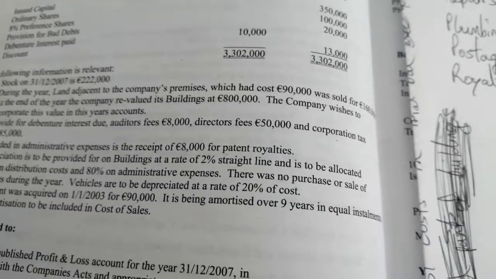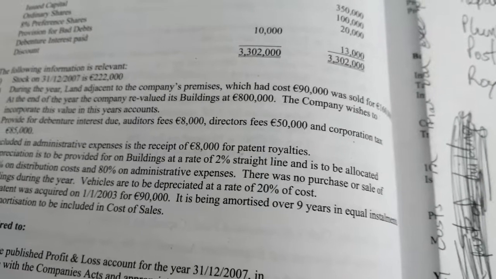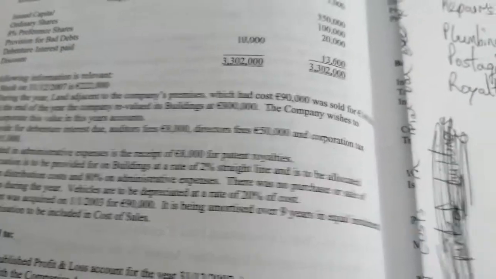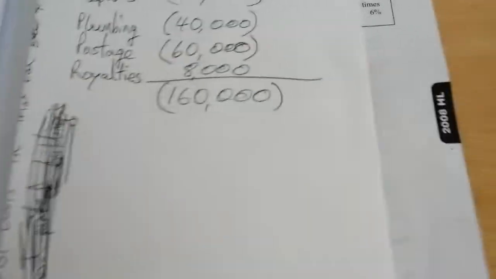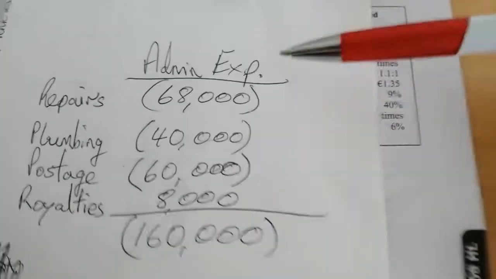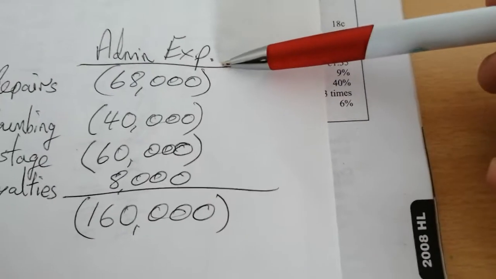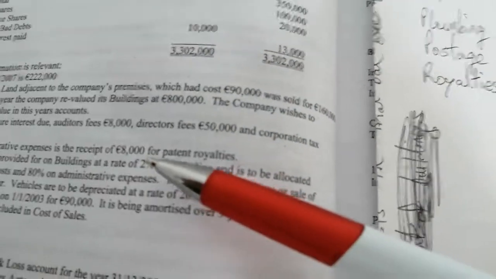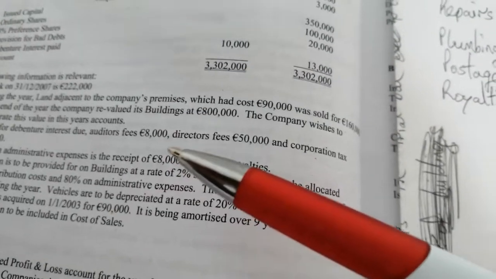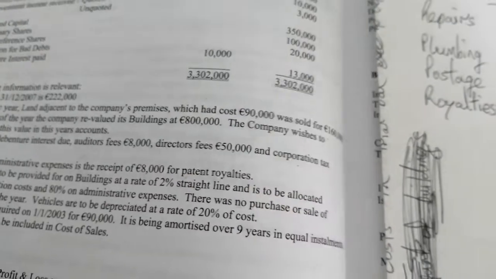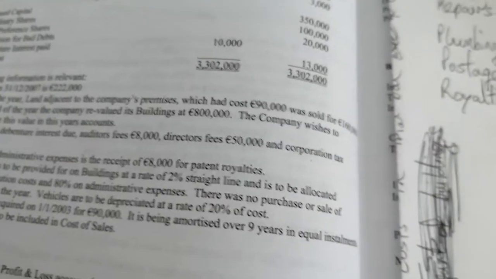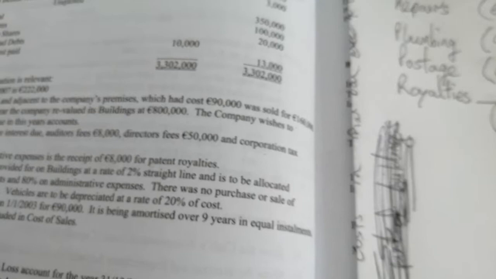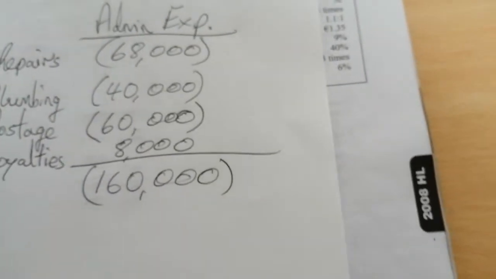So obviously patent royalties, if you're receiving them, are a gain as opposed to an expense. So they shouldn't be in administration expenses. So here's the thing though: they shouldn't be in administration expenses, and you would think straight away that means I should subtract the 8,000 to take them out of the admin expenses figure. But in actual fact, what you're supposed to do is add them on, and we'll see why here.